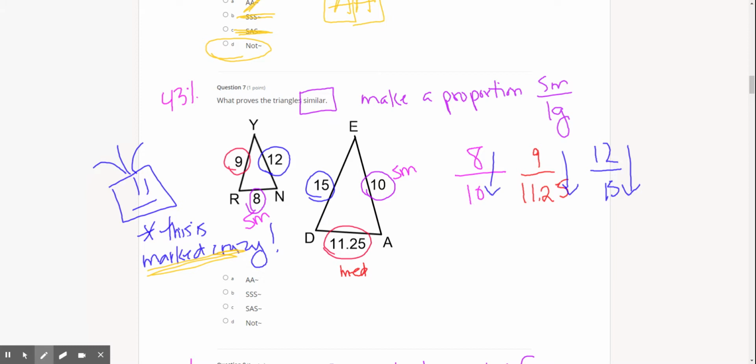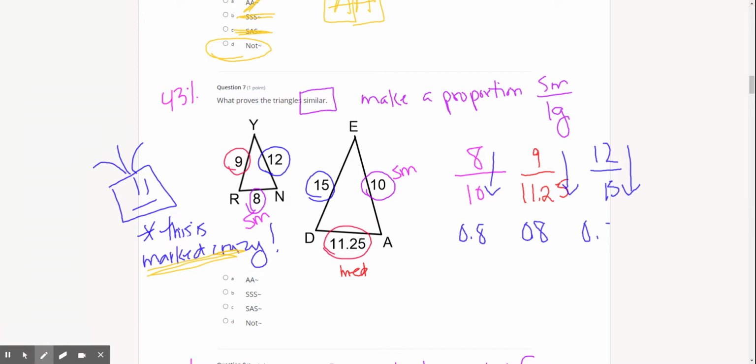So 8 divided by 10 is 0.8. And 9 divided by 11.25. You guys are probably faster than me, especially because I'm doing all kinds of crazy things with my calculator this morning. Did you get 0.8? And then what's 12 divided by 15? Don't wait for me to do all the work. Make sure you're checking it too.